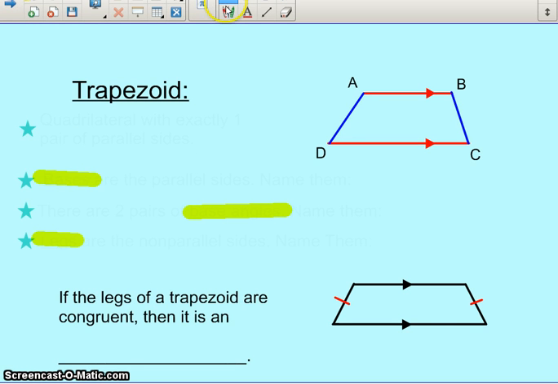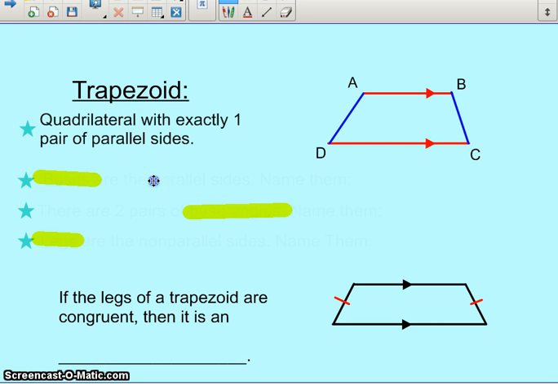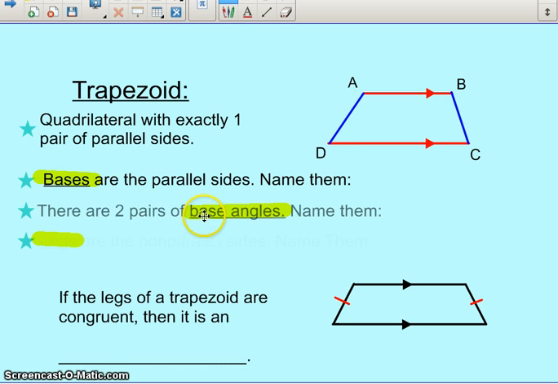Now we're talking about trapezoids. So trapezoids, quadrilateral with exactly one pair of parallel sides, the top and the bottom right here in this diagram. The bases are the parallel sides, so AB and DC are the parallel sides.